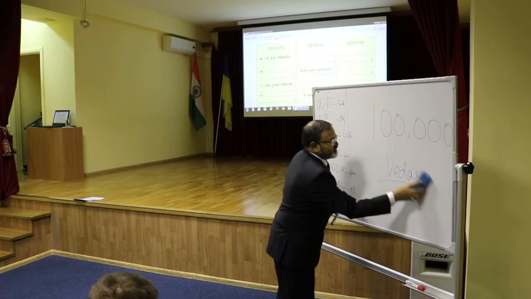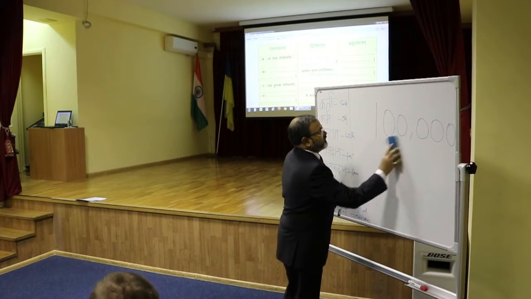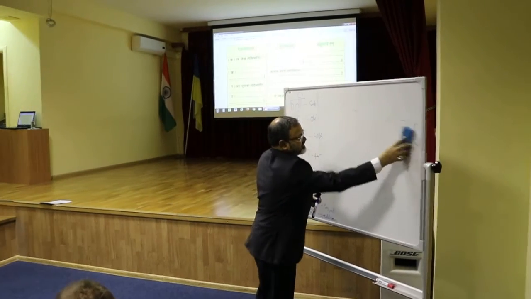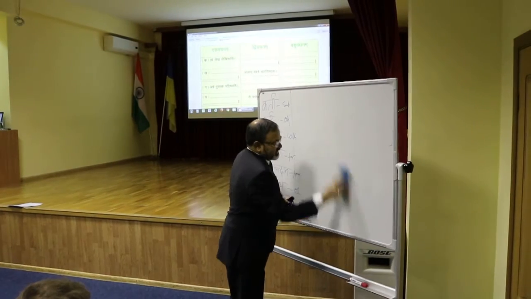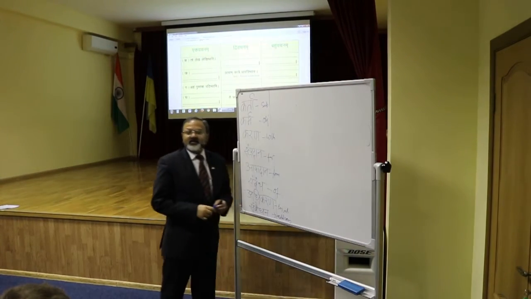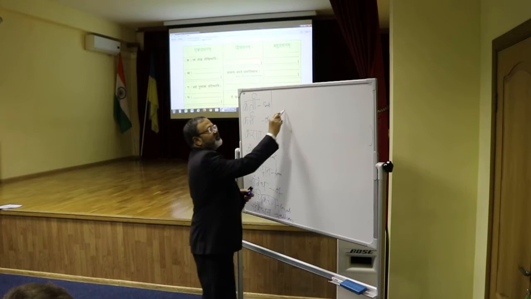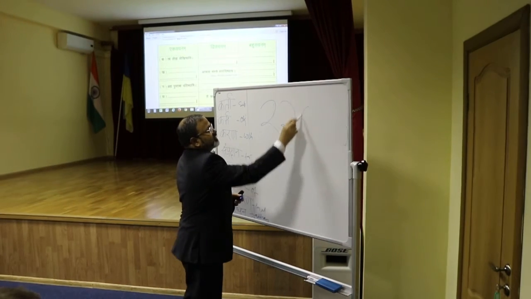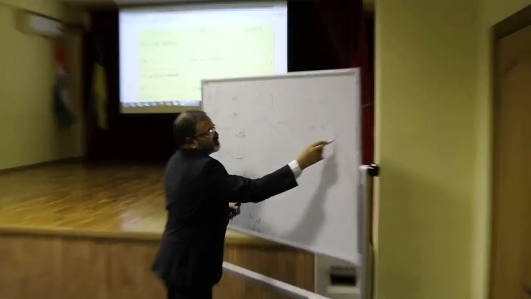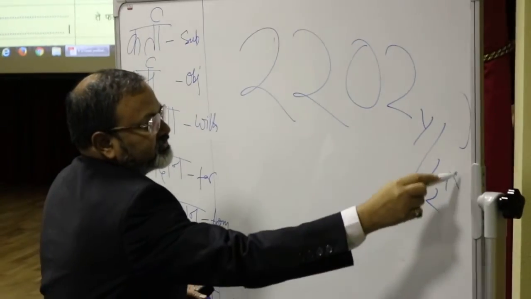One of the shloks of one of the Vedas says that we pray to Lord Sun that travels at a speed of 2,202 yojan in half a nimish.